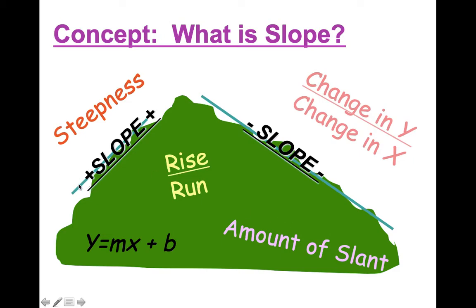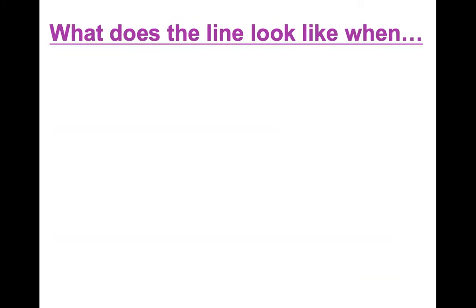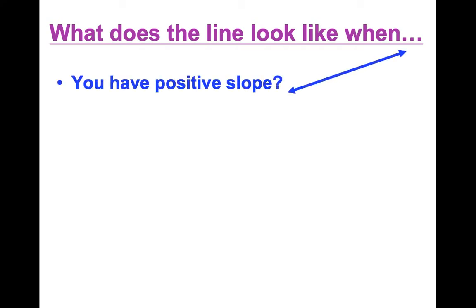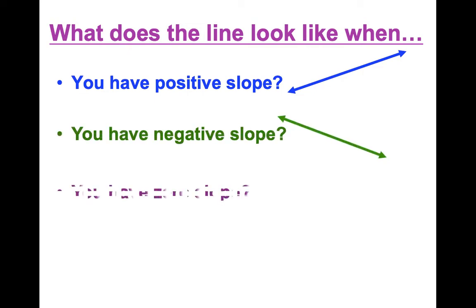So with this slope here, it goes to the right and up, so it is positive. This one is negative because it goes down to the right. So it would be a negative over a positive, which would be a negative. So what does a line look like when you have a positive slope? It looks like that, like you're going up a hill. When you have a negative slope, it goes down, like you're going down a hill.